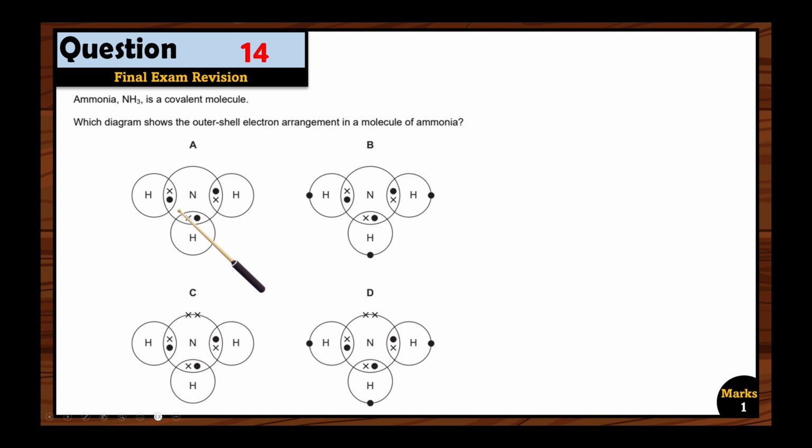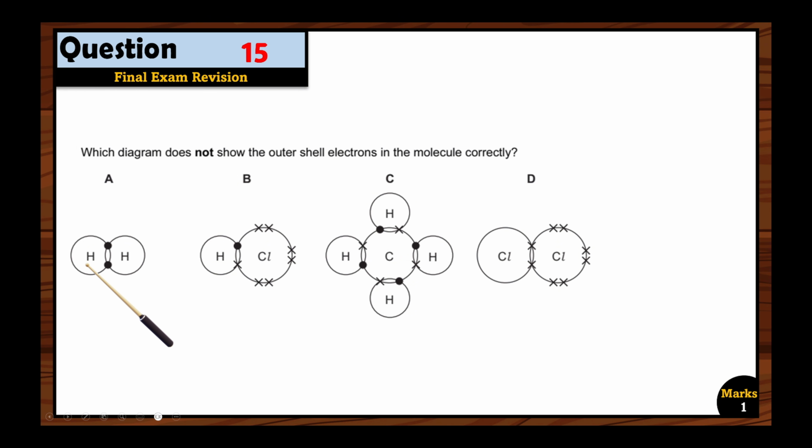Question number 15, which diagram does not show the outer shell electrons in the molecule correctly? Let's see now which one is not showing. This is hydrogen. Both hydrogens are sharing the electrons and they are in the center, right? So that's correct because there is no electron outside. Only one electron from each of the hydrogens has been shared.